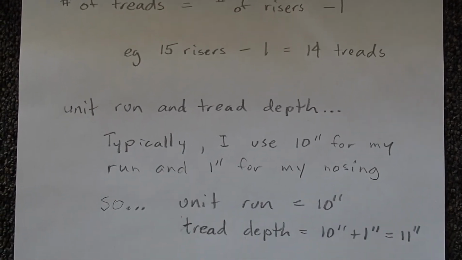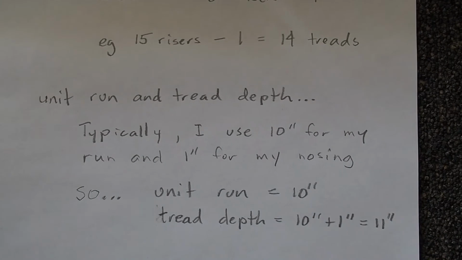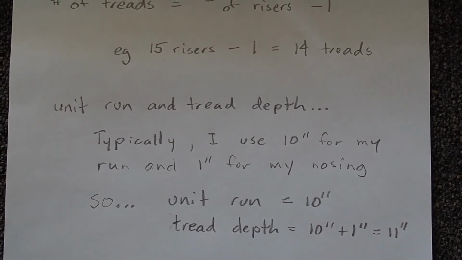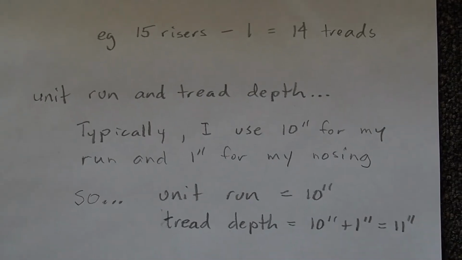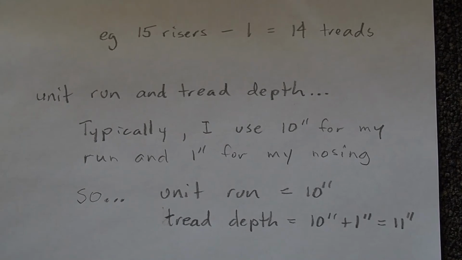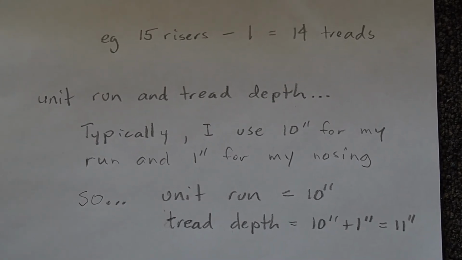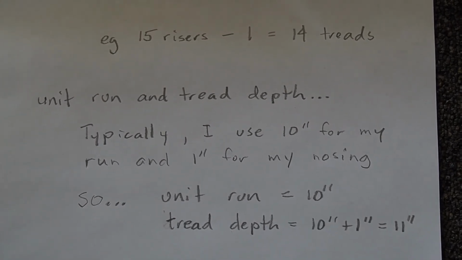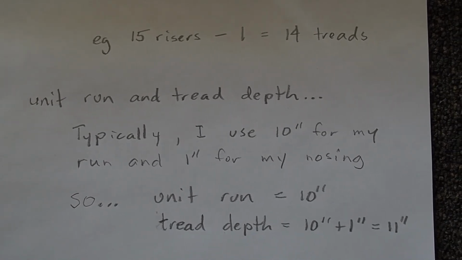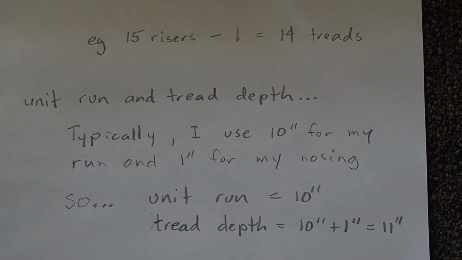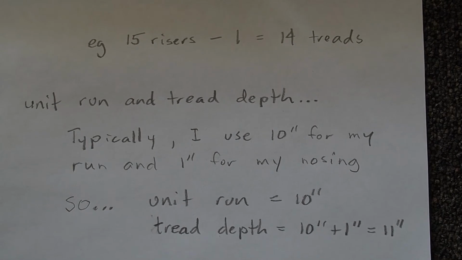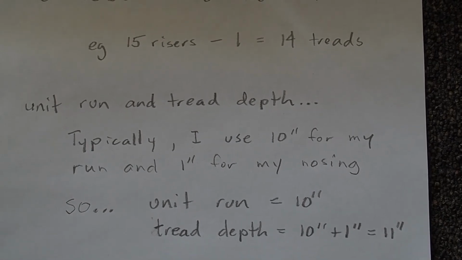Unit run and tread depth are linked. In fact, the unit run and the tread depth are allowed to actually be the same. On my stairs, I decided to have 1 1/8 inch nosing. That was to allow for the trim that I've put underneath the stair treads. But typically, nosing's 1 inch. I also use 10 inches for my run. Therefore, on a set of stairs that I build, I usually have a tread depth of 11 inches and a unit run of 10 inches.